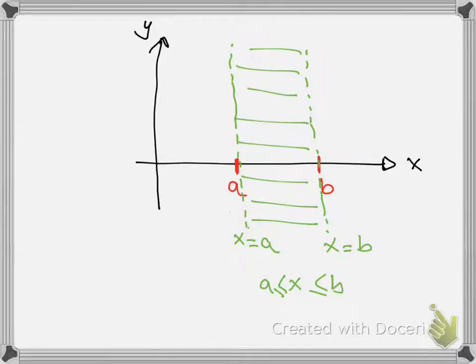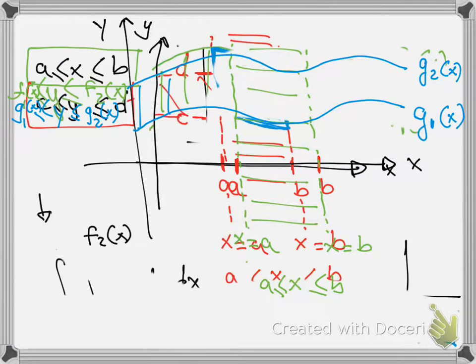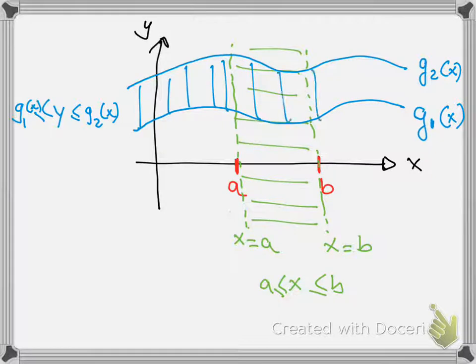Now, for y, instead of taking the lines y equal to c and y equal to d, I'm going to take y equal to some function. So let's say here you have this function g1 of x, and I'm going to take another function, g2 of x. When you say y is between g1 of x and g2 of x, it means that the height y is between the graphs of the two functions g1 and g2. So it's going to be this blue region here. Now, what will be the intersection between the blue and the green regions? The intersection would be this here.